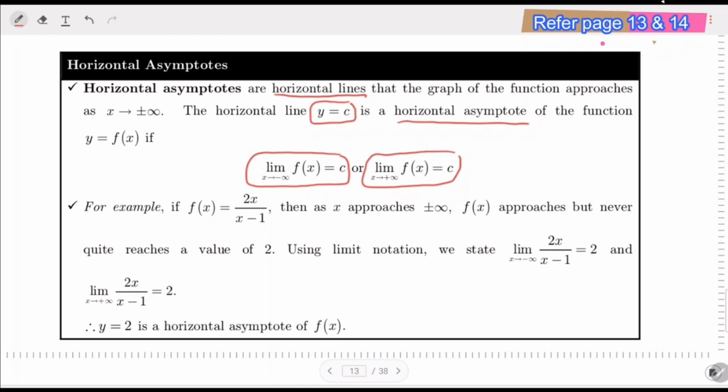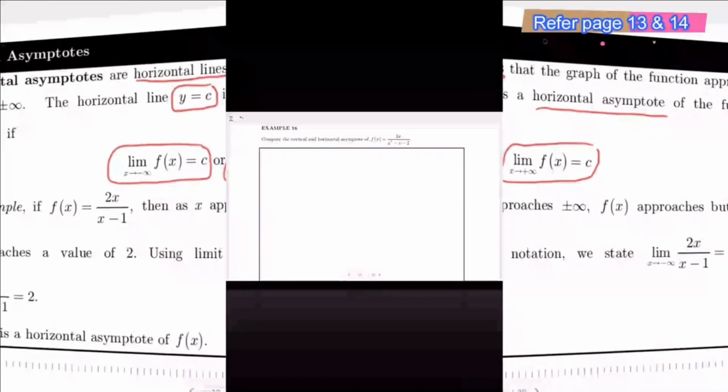For example, if we have the function 2x over x minus 1, then as x approaches positive or negative infinity, f of x approaches but never quite reaches the value of 2. Using limit notation, we state the limit as x approaches negative infinity of 2x over x minus 1 is equal to 2, and the limit as x approaches positive infinity of 2x over x minus 1 is also equal to 2. Thus, y equal to 2 is the horizontal asymptote of f of x.